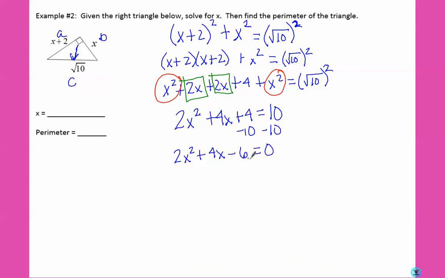And what do you notice about all three terms? They're all divisible by 2, so I'm going to factor that out. I'd be left with x squared plus 2x minus 3 equals 0.